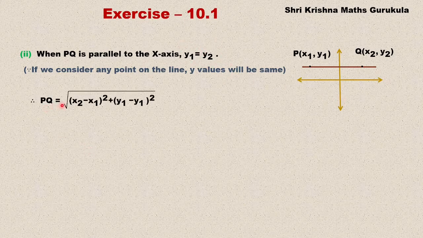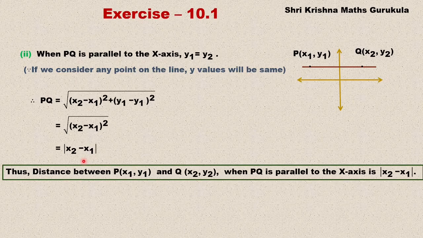Again, distance PQ is equal to square root of (x2 minus x1) whole square plus (y1 minus y1) whole square. We could have also written this as (y2 minus y2) whole square because they both are equal. So this whole term will be 0. Then we'll be left with PQ is equal to square root of (x2 minus x1) whole square, which is modulus of x2 minus x1. Similar to the previous case, we are talking about distance, and distance cannot be negative, so we have considered modulus of x2 minus x1. Thus, the distance between points P and Q when PQ is parallel to the x-axis is modulus of x2 minus x1. Hope this is clear, children.